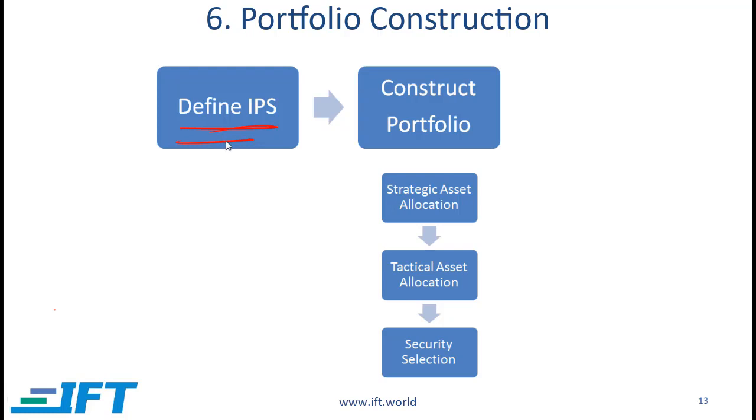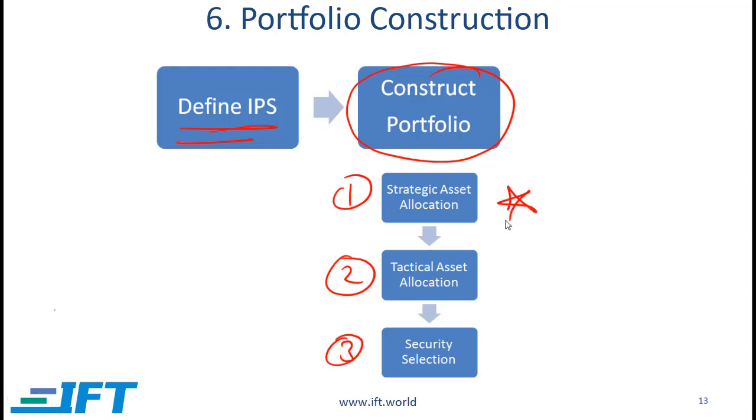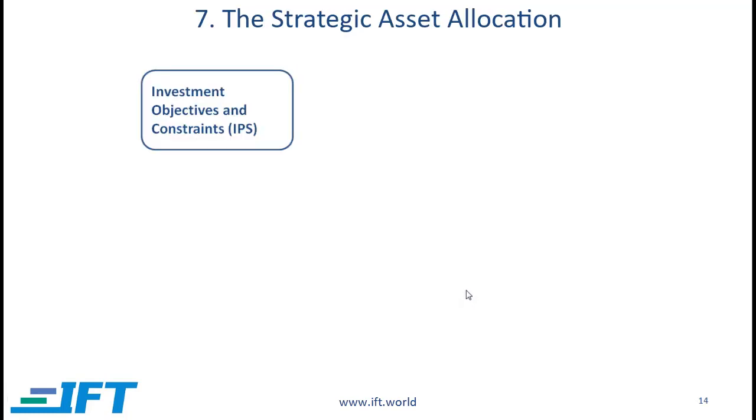We have defined the IPS. Now we need to construct the portfolio. At a high level, portfolio construction involves a strategic asset allocation, which says how we allocate our funds across different asset classes. Then we might do a tactical asset allocation, and finally, we need to do some security selection. We are going to focus on strategic asset allocation and then talk a little bit about tactical asset allocation.